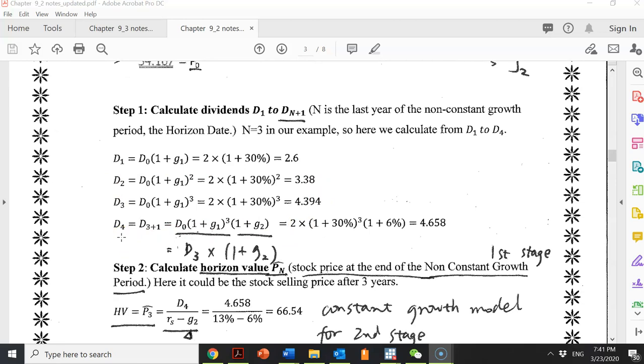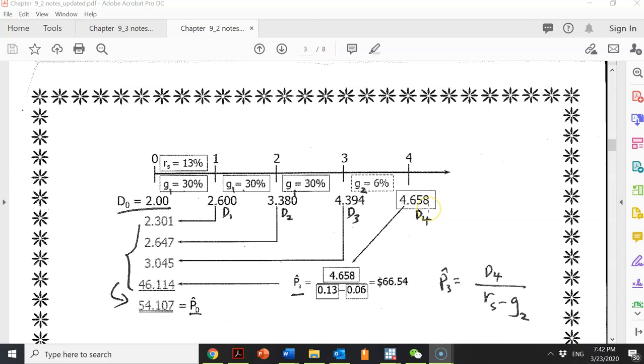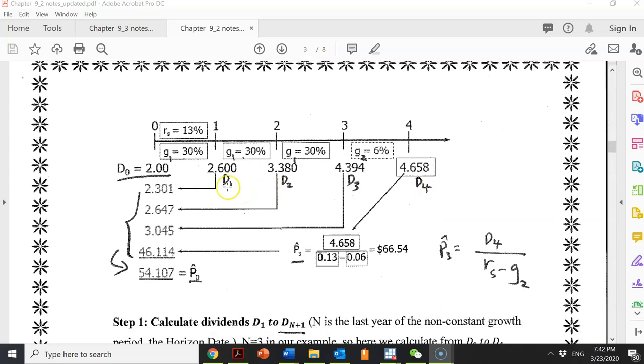D4 is special because after 3 years, we have G2 as our growth rate. So we can use D0 multiplied by 1 plus G1 cubed multiplied by 1 plus G2, which is also D3 multiplied by 1 plus G2. In the second stage, we use a different growth rate. So we have 4.658 as D4. And we mark all of these dividends on our timeline: D0, D1, D2, D3, D4. Okay, this is step 1, calculating from D1 to Dn plus 1, which is D4 here.